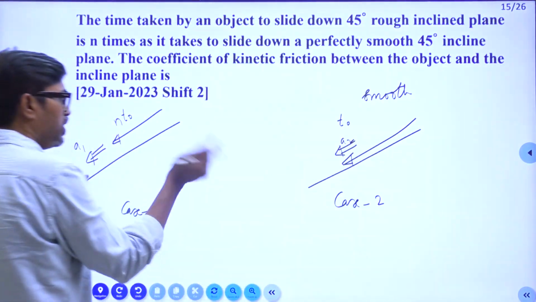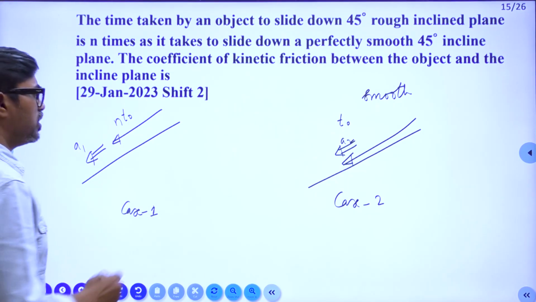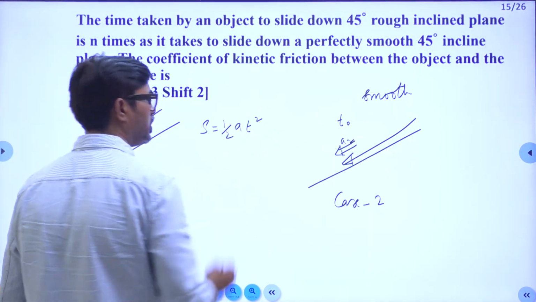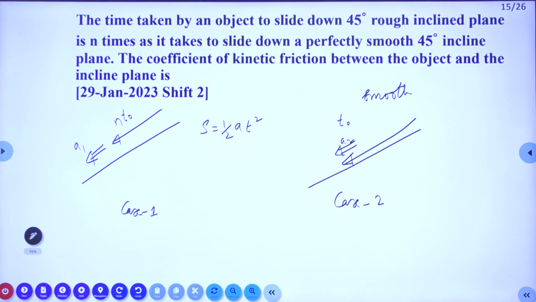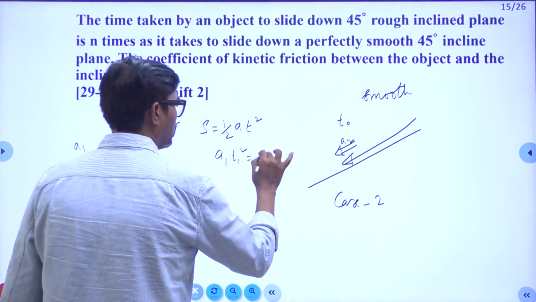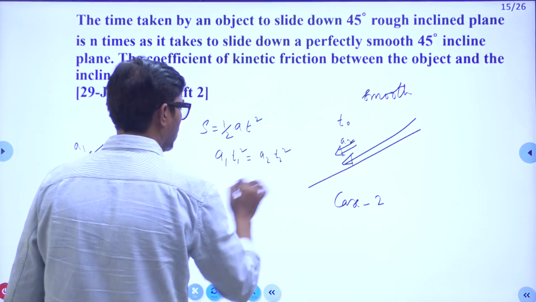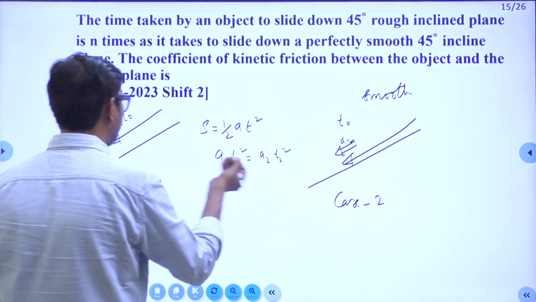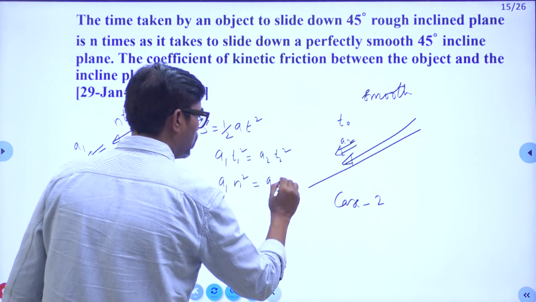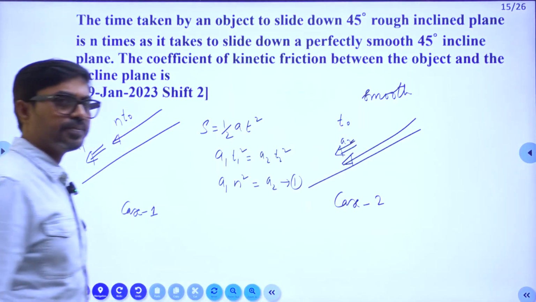Alright. Now connecting these two cases, displacement is what? Displacement is half A T square. Initially you are releasing from the rest, right? Same displacement when you have it, what does it mean? A1 into T1 square equals A2 into T2 square. A1 into n T0 square, so you will have n square equal to A2 by A1. So this is one equation.